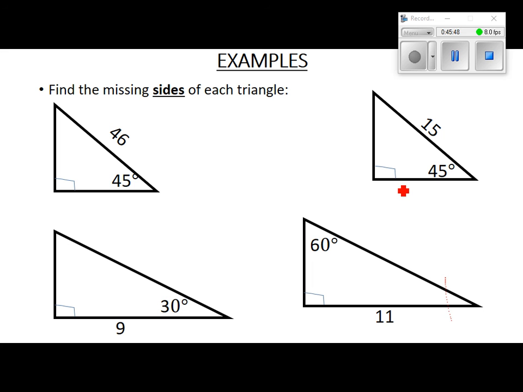On the first one, what's this angle? 45. Good. Side across from the 45-degree angle: X. Side across from the other 45-degree angle: X. Side across from the right angle: X times square root of 2. A little tougher here. What's the equation we set up?